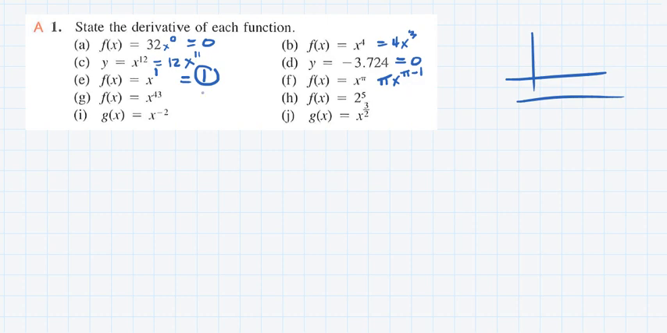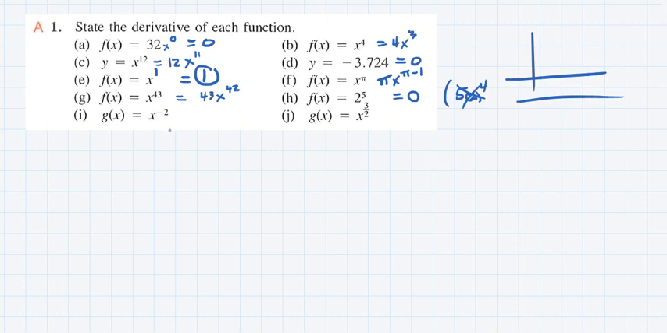There you go. This one is 43x to the 42. Good job. What's this one? What's that one? 0. Yeah, don't be fooled. This is not a variable, that's a constant. So this is just 32, right? 2 to the 5 is 32, derivative 0. Don't say 5 times 2 to the 4. Don't say that. Okay? Good one. That's a tricky one. Good job.